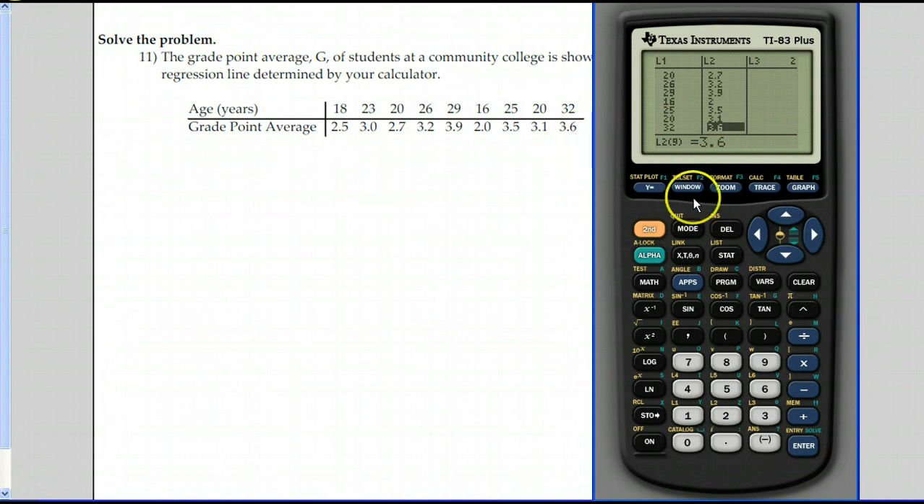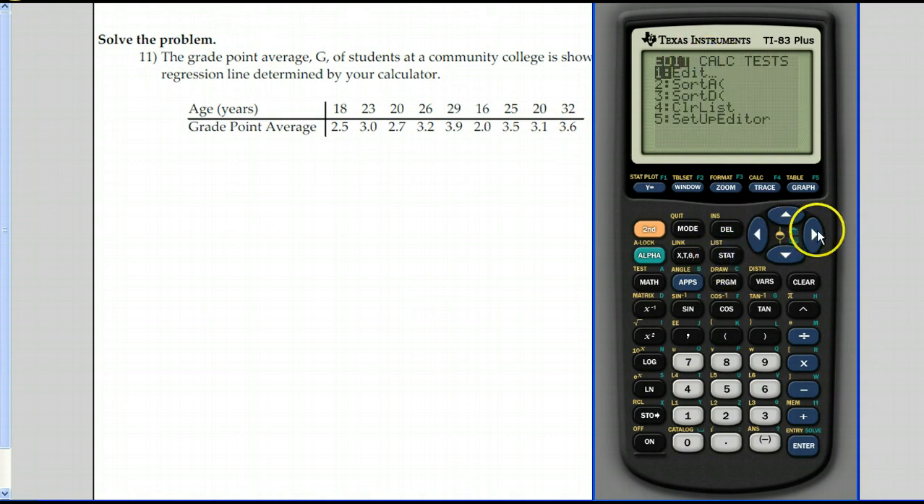Alright, to find your regression line, stat, come over to calc, linear regression, what we've been using to find the lines between 2 points. It can also give you the regression line between several points. Oops, sorry, I hit enter instead of scrolling down to 4 before I hit enter. Alright, linear regression. So there's our slope, there's our y-intercept.